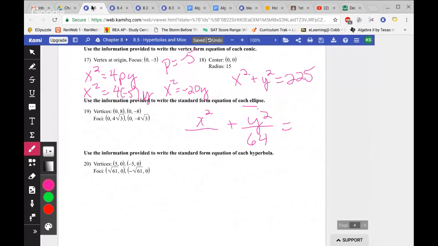But in order to find the x squared value, I have to fill in the foci equation, c squared equals a squared minus b squared. So 4 times the square root of 3, squared, is 16 times 3, which is 48. Do you all understand that? Yes, ma'am. Okay. And then 64 minus b squared. And so I'm going to subtract 64 from 48.